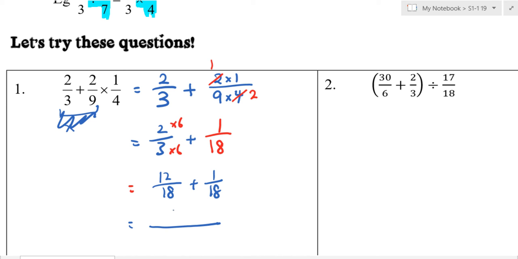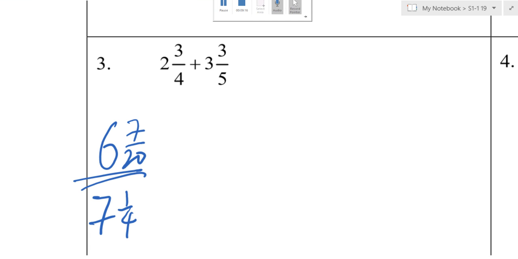So top we plus together. Bottom? No. So the answer is 13 out of 18. I pause the video now and then you continue. Let's do 3 together. Now, how do I change this to a mixed number?